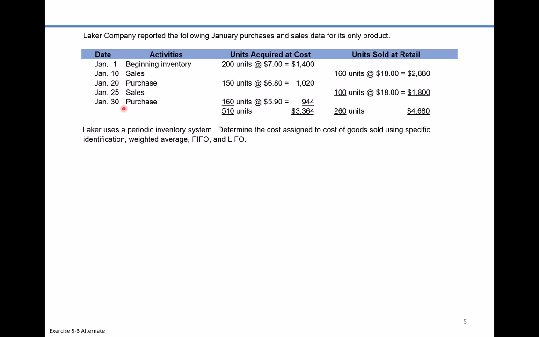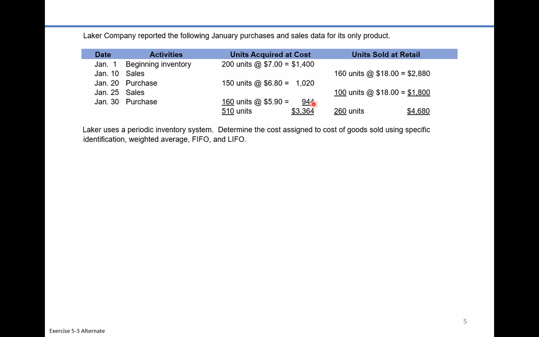And then finally on January the 30th, they purchased 160 more units. They purchased those at an even lower price. Prices are going down as we see here. They purchased those at $5.90 a piece. Altogether, they paid $944 for the units.